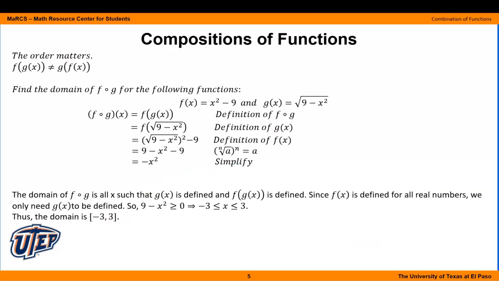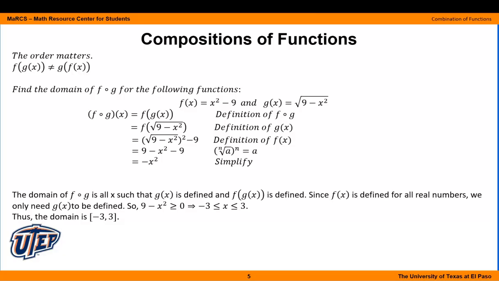Now let's carefully work through this example. We are given f of x is equal to x squared minus 9, and g of x is equal to the square root of 9 minus x squared, and we want to find f of g of x. Step 1 is to substitute. We replace every x in f of x with g of x. That means f of g of x is equal to f of the square root of 9 minus x squared.